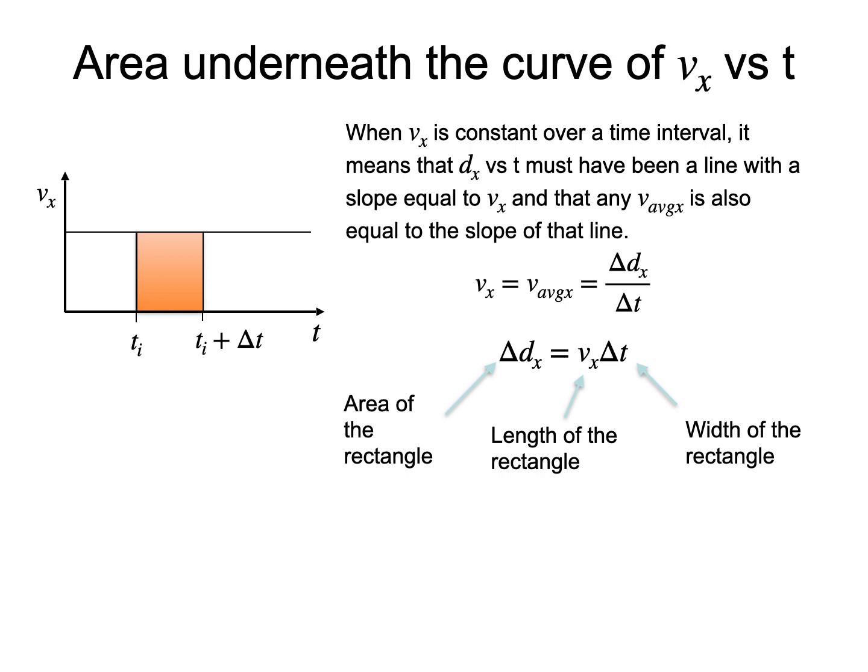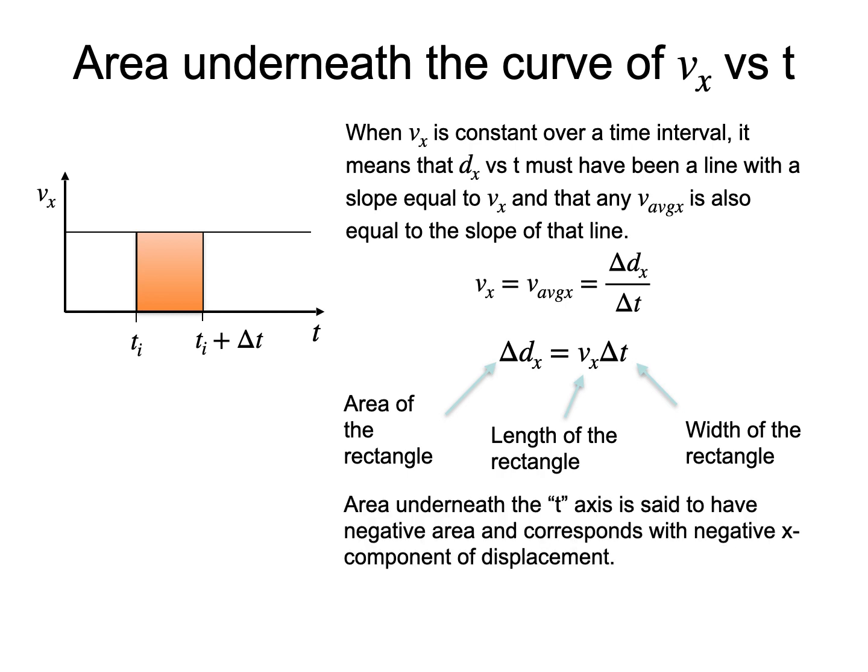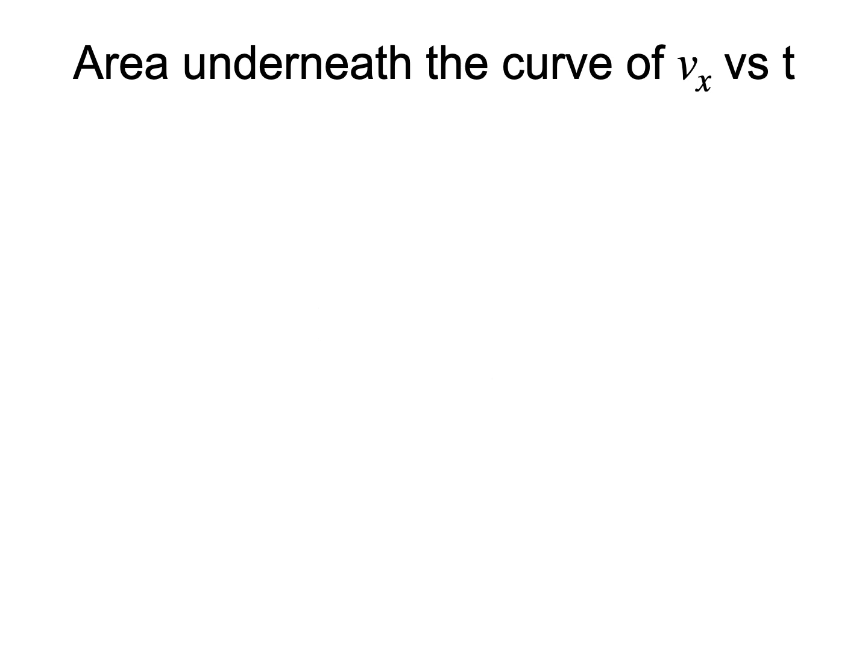This is a geometric interpretation of the equation delta dx equals Vx times delta t, even though our length and width are not in meters, and the area is not in meters squared. On top of that, Vx could be negative, which leads to a negative area corresponding to a negative x component of displacement. How can this funny application of geometry be useful?